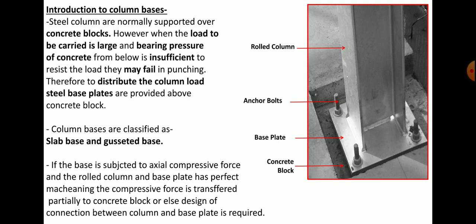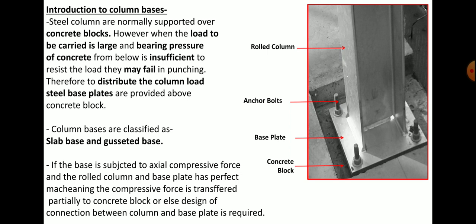Slab bases are usually adopted for light loadings, and gusseted bases are usually adopted for heavier loadings, or when the column section, in addition to compressive load, is subjected to some moment. In those cases you go for a gusseted type of base. The basic difference we are going to discuss in the next slide.